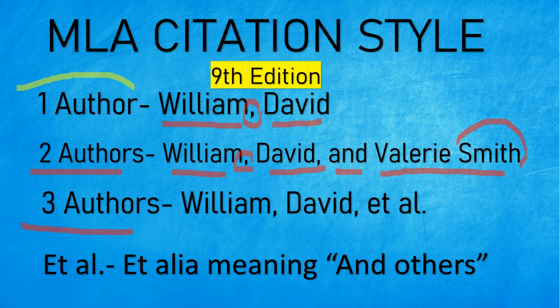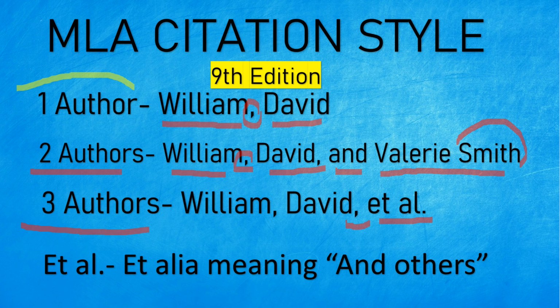If three authors have penned a book, how would these three authors be cited? The first author's name would be cited just like in the two-author format, and then a comma, then et al. What is et al? Et al is basically a Latin phrase, et alia, and its meaning is "and others." You have to cite these names in this format.